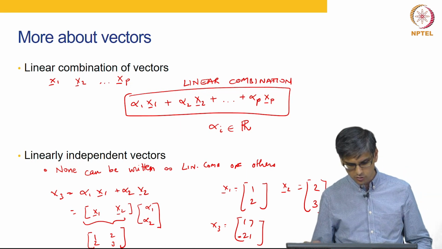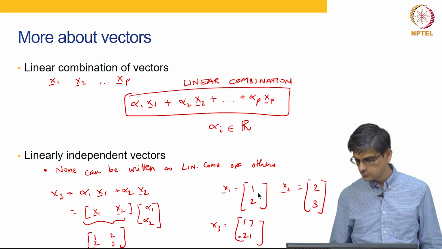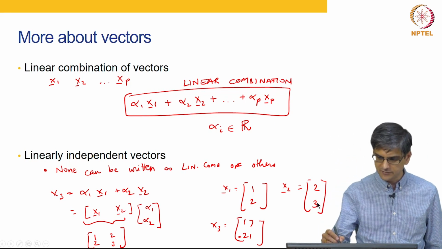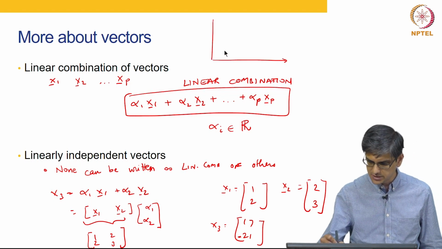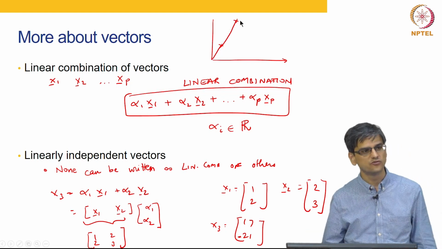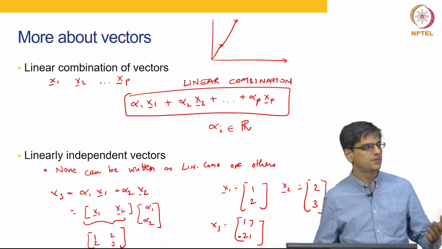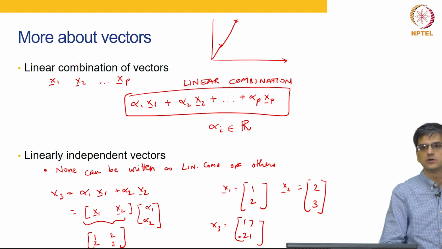So, let us consider another case. What happened when you had the vectors 1 2 and 2 4? They were basically collinear. So, this was 1 2 and this was 2 4. Because two of them were on the same line, they were not linearly independent.